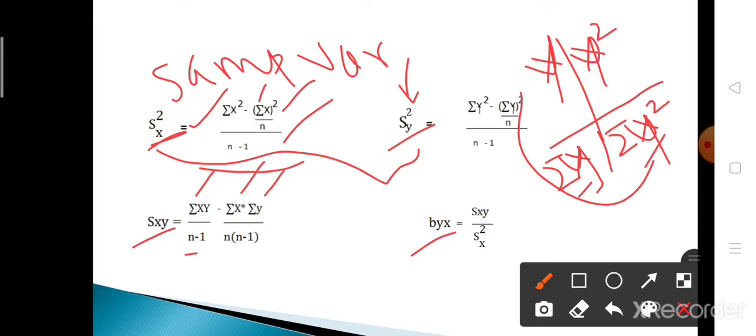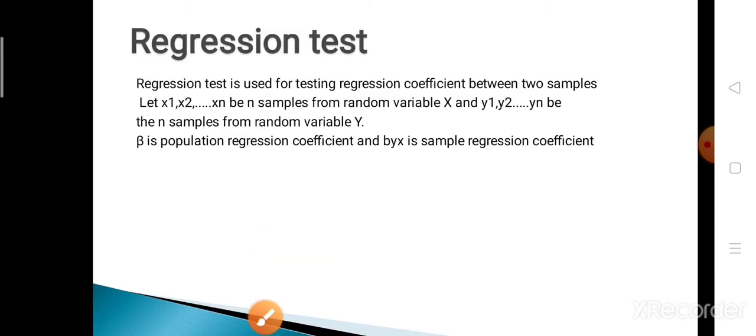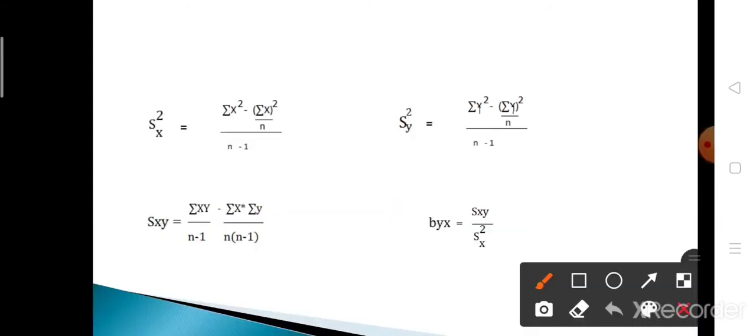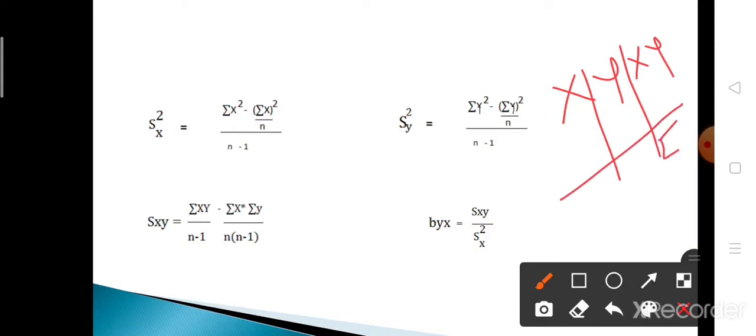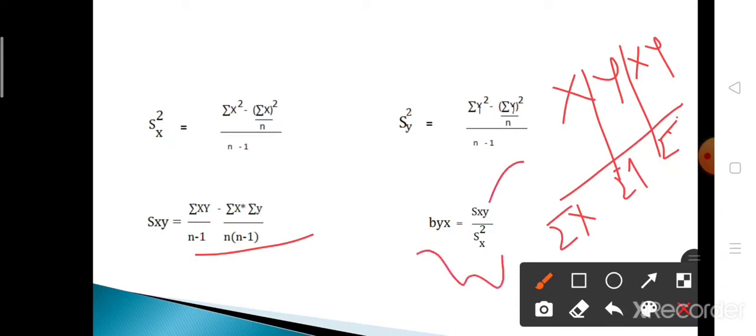What is meant by summation x into y? Suppose we are given the random variables x and y. Make the column x into y, then the sum of the column of x into y is called the summation xy. N is the sample size, summation x is the sum of the column of x, and summation y is the sum of the column of y. Now just plug all the values into the formula, then we will get the SXY value. And BYX, the sample regression coefficient y on x, has the formula SXY divided by SX square.